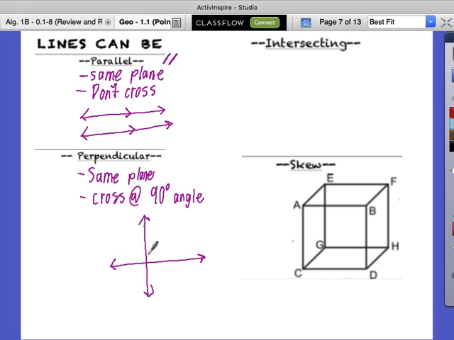Does anyone know what symbol we use to show that this would be a right angle? They form a little box. And that means that they're perpendicular on the figure. Because once again, our drawings might not be perfect, so we don't assume they are. And we use that little box to show us, oh, that's a right angle.